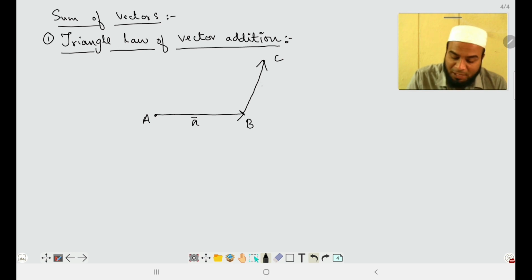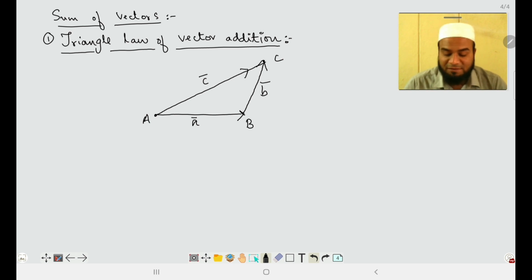First A to B, then B to C, and B to C is denoted by the vector B bar. Then the displacement the person has traveled is given by, if you connect from A to C in this direction, then this is called the displacement the person has traveled.